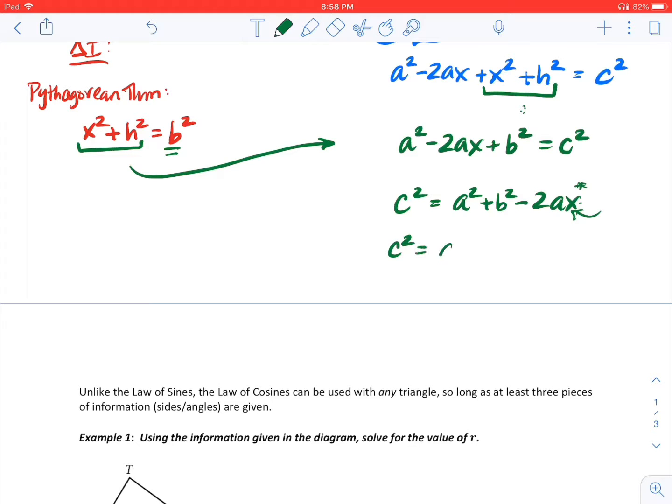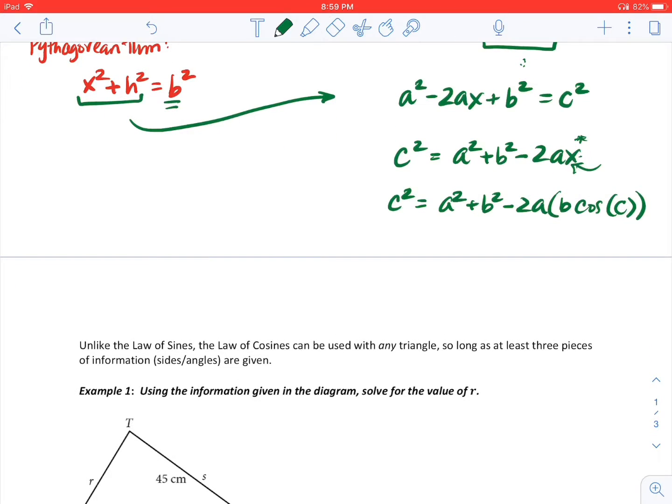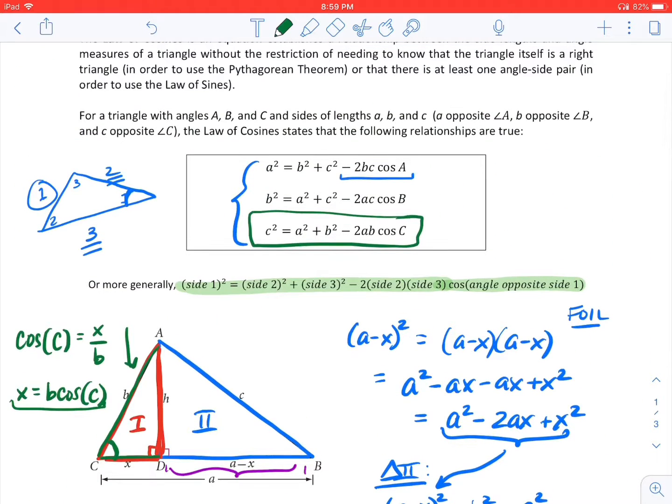C squared is equal to a squared plus b squared minus 2a, and then x would be b cosine of angle C. And then lastly, multiplying out as necessary, I get c squared is equal to a squared plus b squared minus 2ab cosine of C. And that is the statement of the law of cosines, or one of the three at least.